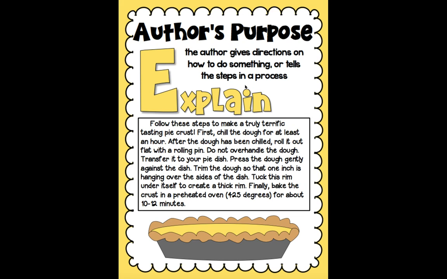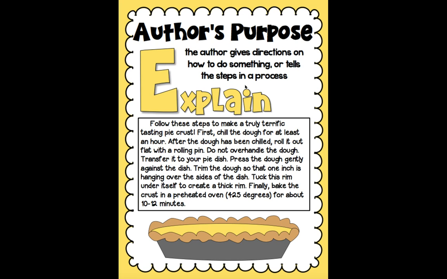Follow these steps to make a truly terrific tasting pie. First, chill the dough for at least an hour. After the dough has been chilled, roll it out flat with a rolling pin. Do not overhandle the dough. Transfer it to your pie dish. Press the dough gently against the dish. Trim the dough so that 1 inch is hanging over the side of the dish. Tuck this rim under itself to create a thick rim. Finally, bake the crust in a heated oven, 425 degrees, for about 10 to 12 minutes.